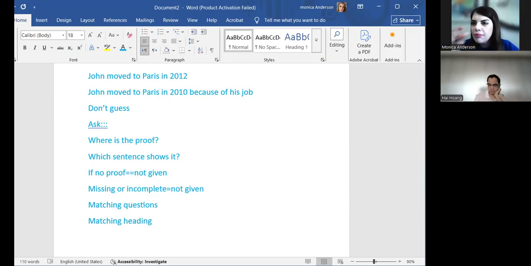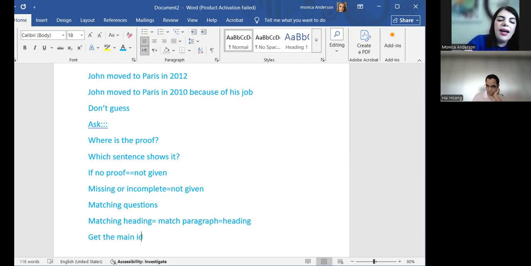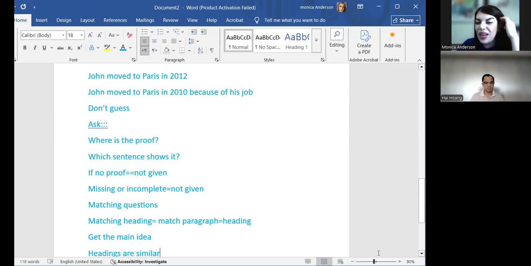What you should do is match the paragraph with the topic. You need to get the main idea. Trick: unfortunately, headings are similar. It's not easy. So you should focus on details. This is really important, because most students say, okay, so let's read.